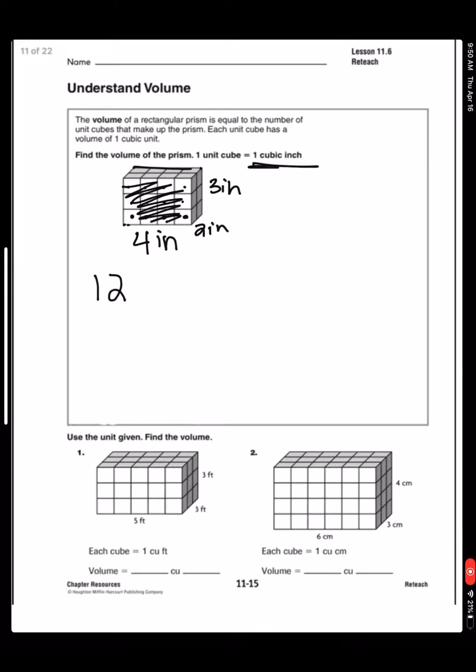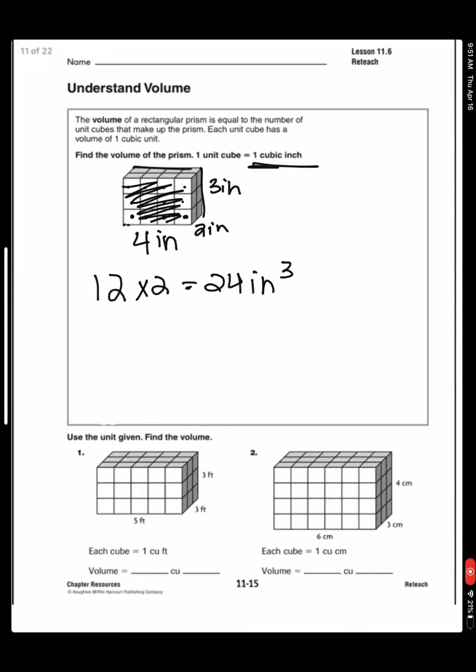There are cubes back here that we need to account for. To get those, we are going to multiply by the width. So there's 2 of them, right? Because there's 12 here, and there's a whole other 12 behind here. And we're going to get 24 inches cubed. We say inches cubed because it is a cube, and we have to represent that correctly.